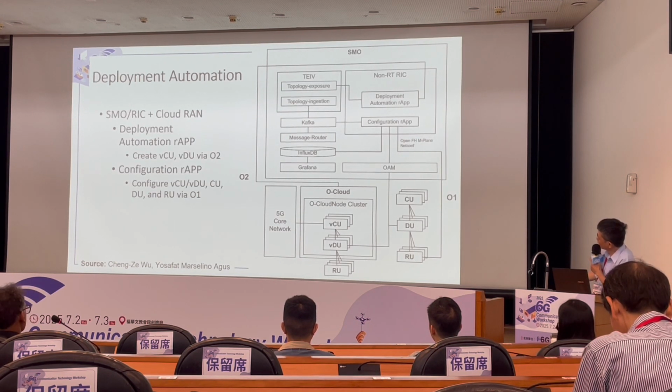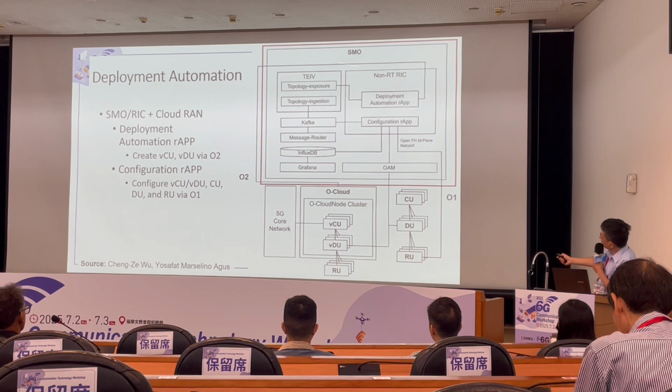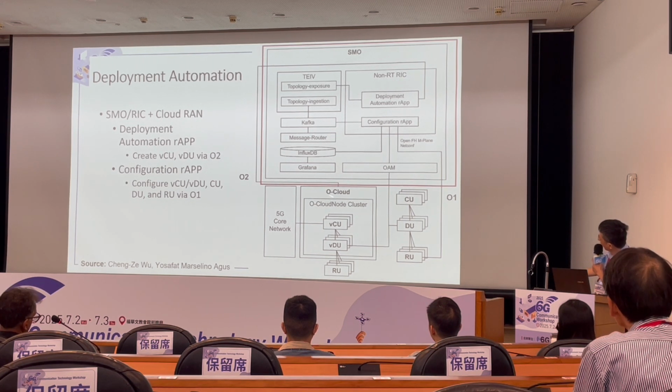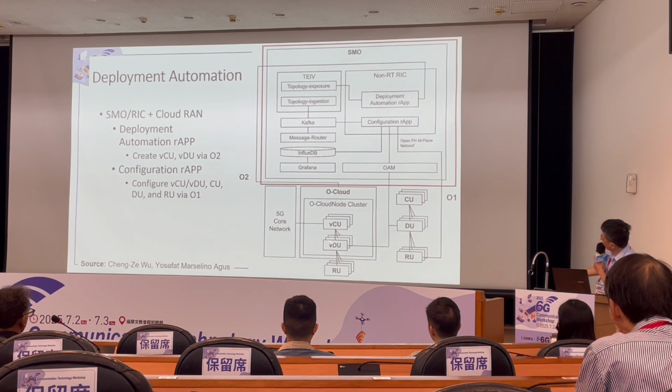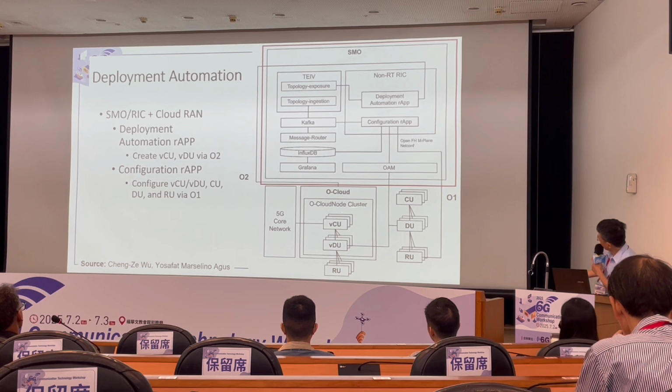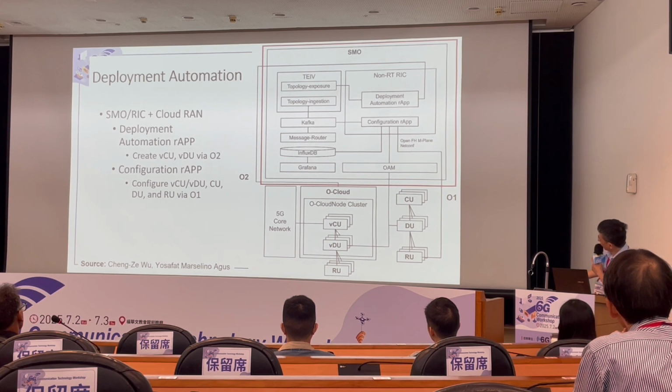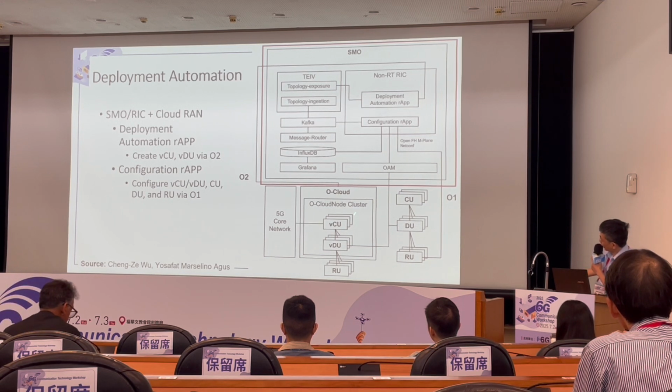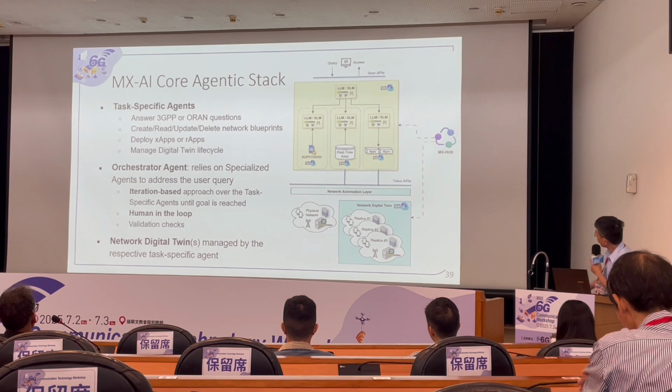Third one is deployment automation. We still use the SMO, but then we try to deploy it to a cloud, such that we can have physical and virtual. We can have physical CU. We also can have virtual CU. With virtual CU, we can increase the size to do large-scale deployment tests.